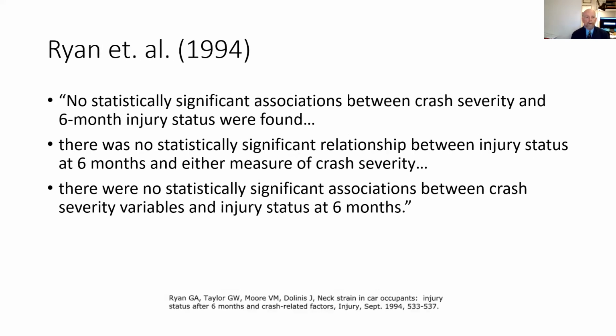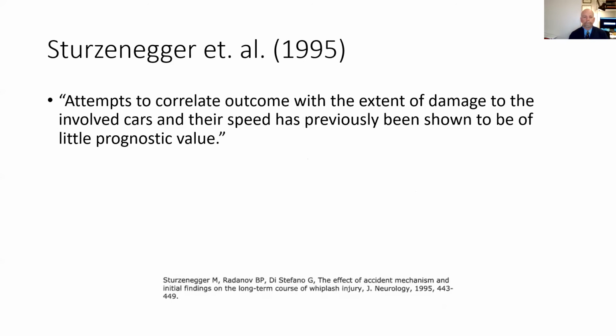Ryan et al., 1994, no statistically significant associations between crash severity and 6 months injury status was found. There was no statistically significant relationship between injury status at 6 months and either measure of crash severity. Back to Dr. Sturzenegger, his next article, 1995, attempts to correlate the outcome with the extent of damage to the involved cars and their speed is previously shown to be of little prognostic value.